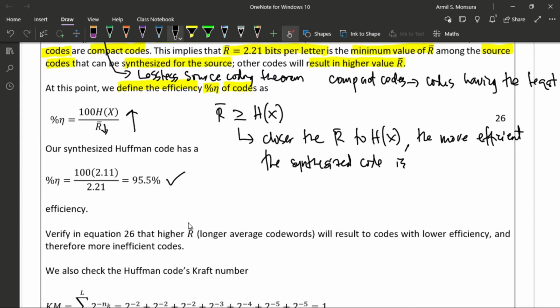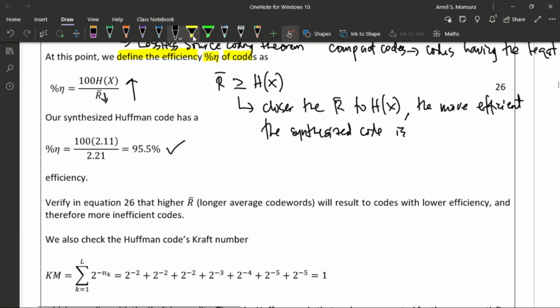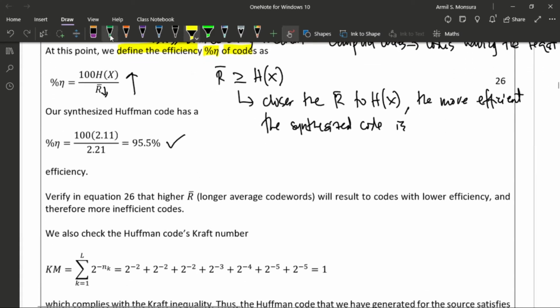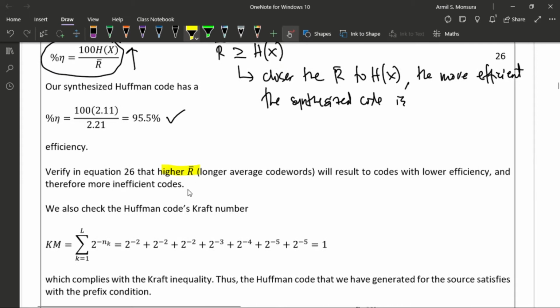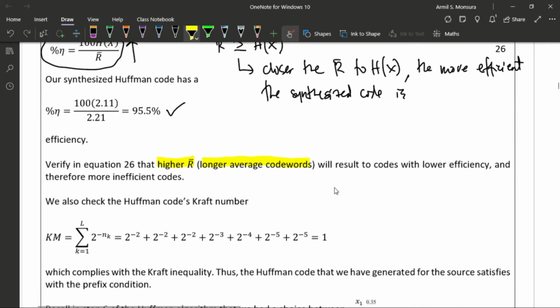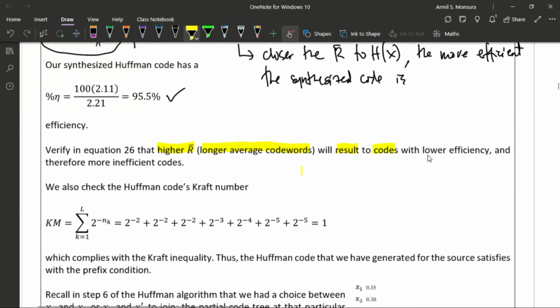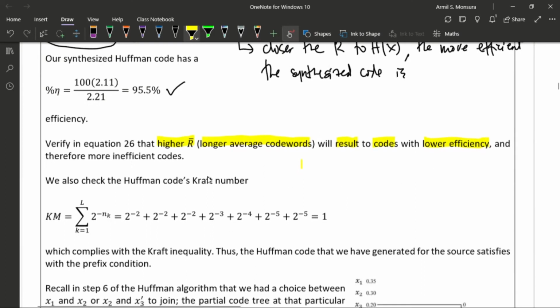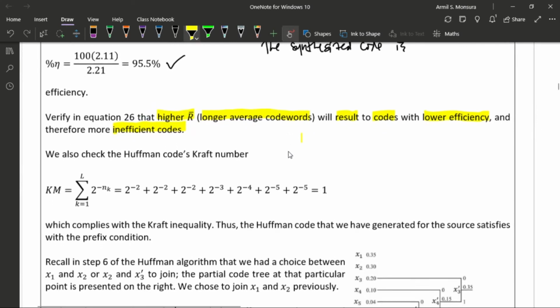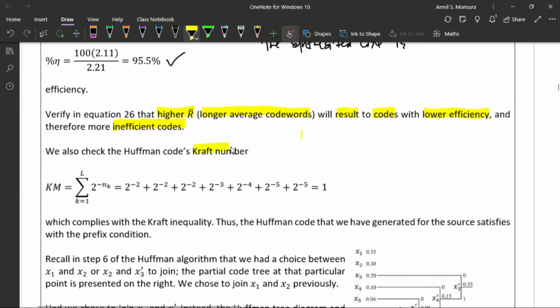Okay? So, again, you can verify in equation 26 here in this equation. Okay, so you can verify here that a higher R bar, which means longer average code words, results in codes with low efficiency and are considered then as inefficient codes. Now, if you check the Kraft number of the Huffman code that we have just synthesized.